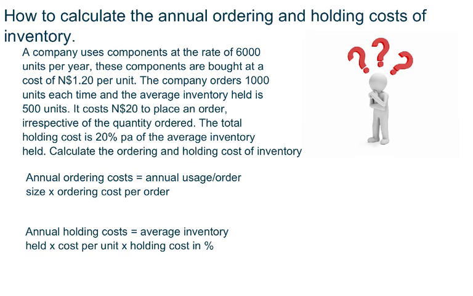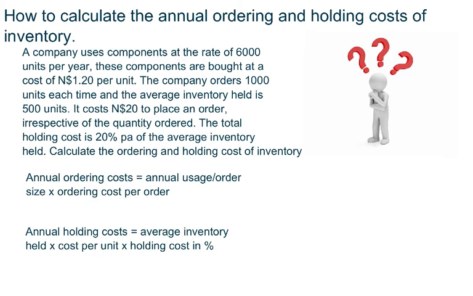So on average in the store you will find 500 units. It costs $20 to place an order. So this is the ordering cost. The ordering cost, the admin cost to place this order, is $20. This is irrespective of the quantity. So whether you order one item or 1,000 items, you will pay $20.